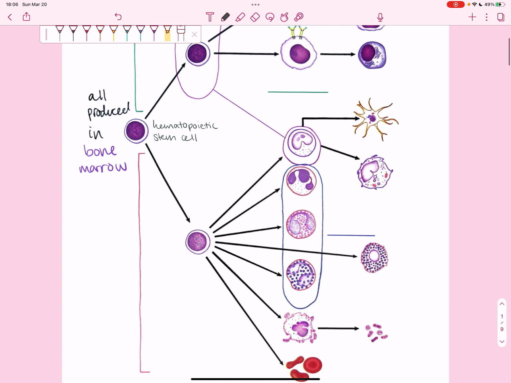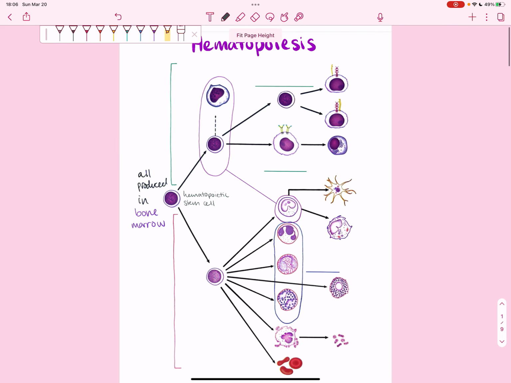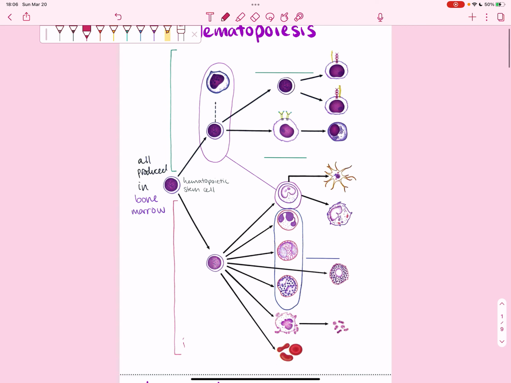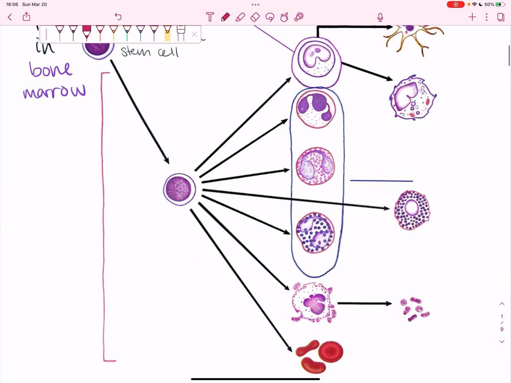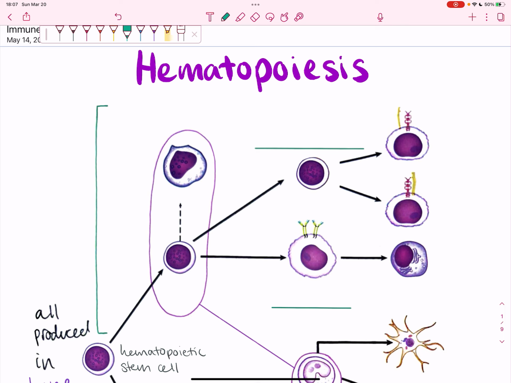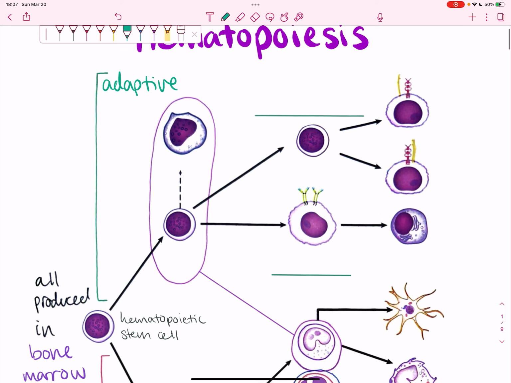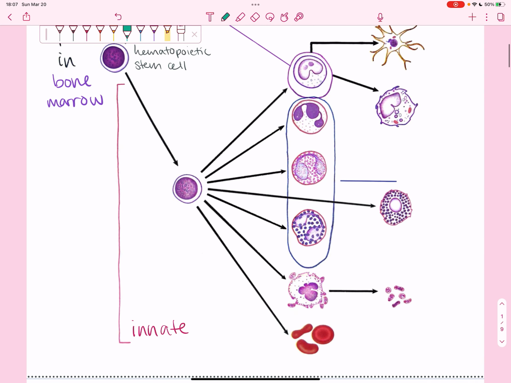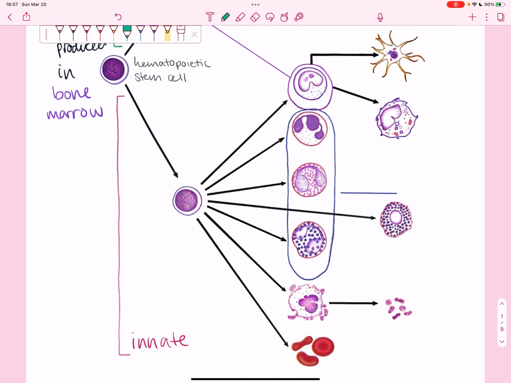And then, as I said, there's two halves to our immune system here, and I will just go ahead and label them right quick. So down here on the bottom, we have our innate immune system. And up here, we have our adaptive immune system. Okay. And I'll start down here with the innate immune system.